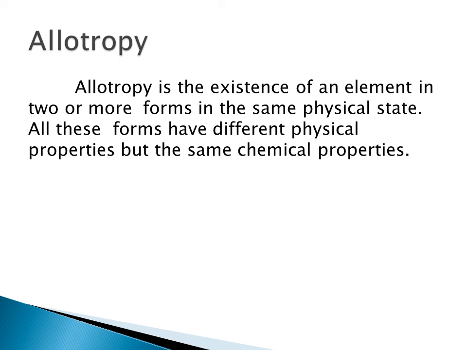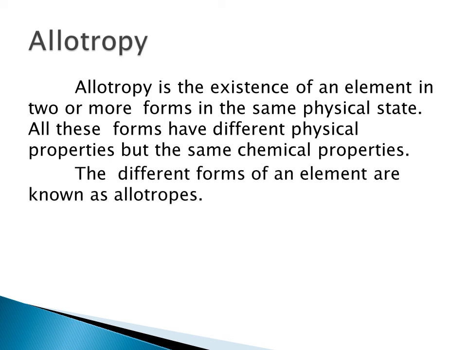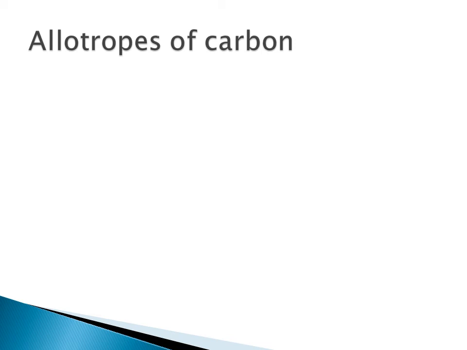So, we can define allotropy as the existence of an element in two or more forms in the same physical state having different physical properties but same chemical properties. The different forms of an element are known as allotropes. We know that carbon shows allotropy. Let us study the allotropes of carbon.